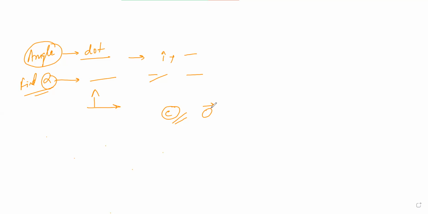Whenever the vector is given in component form, what do we do? Satvik, I'm not able to hear you. Sir, so we have to do dot product, but then I don't know what A dot B is. But then we can easily find out, no?